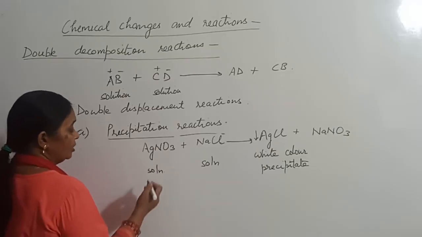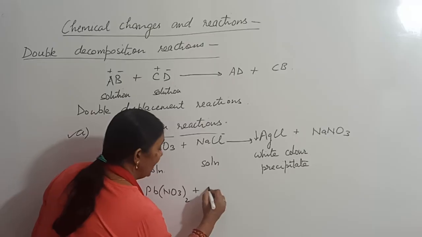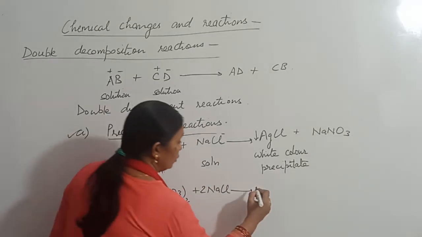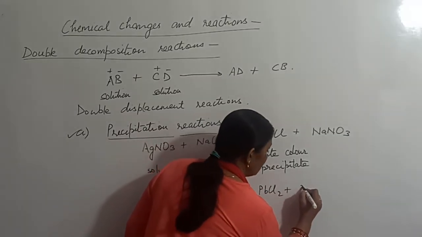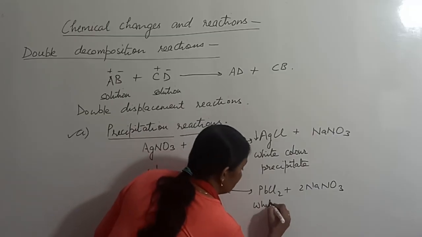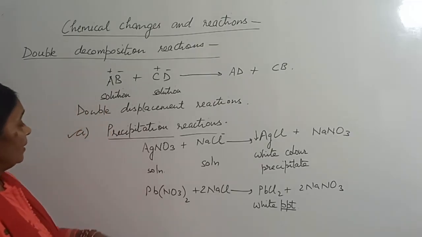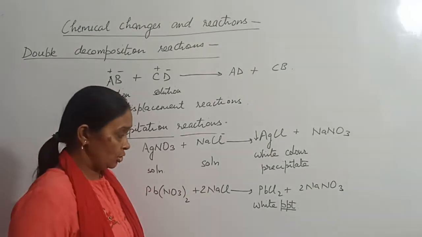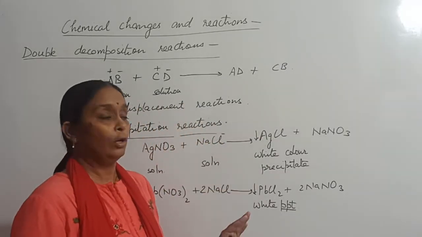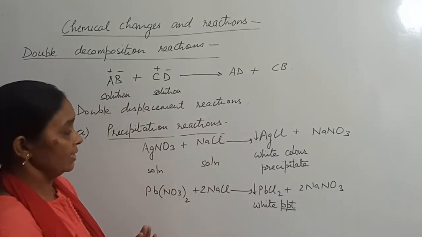Now another reaction of this type can be the reaction between lead nitrate, Pb(NO3)2, and NaCl. Here also two molecules of NaCl are used, so it will give PbCl2 plus 2NaNO3. This PbCl2 is also a white color PPT, white color precipitate. PPT is precipitate. So these types of reactions are precipitation reactions in which one compound, an insoluble solid, settles down at the bottom of the test tube.